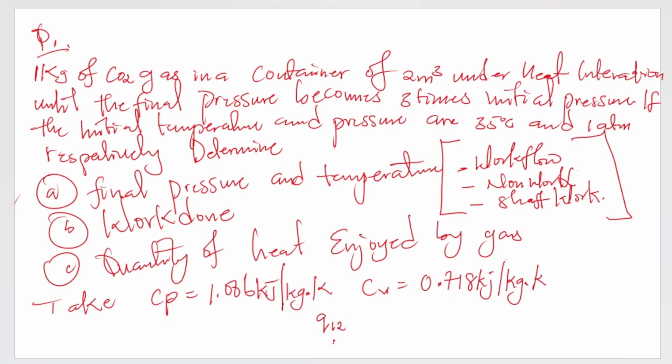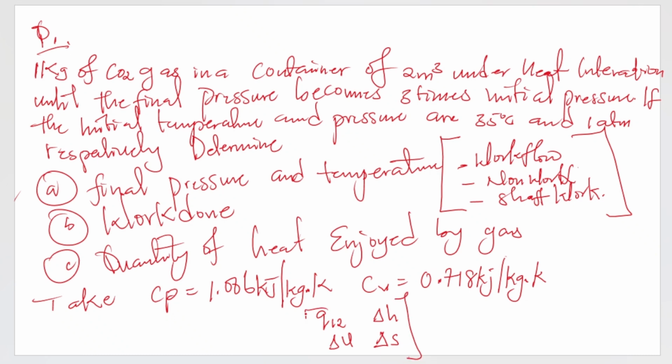You are also going to consider change in what? Internal energy. You are also going to consider what? Change in what? Enthalpy. And also you are going to consider what? Change in what? Entropy of the system. So if you can calculate for these four parameters, then you've been able to calculate for the heat enjoyed by the what? Gas. Now remember, the gas that was given to us was what? CO2. Now let's go into getting the known parameters and using our known parameters to find the unknown parameters.